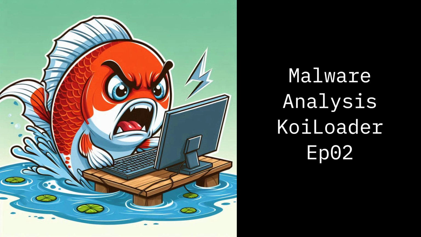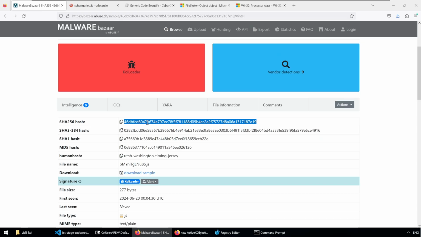This is part number 2 of the KoiLoader sample. In the previous video we downloaded the sample from Malware Bazaar and had a look at the first stage, and what we're doing with this is looking at the second stage in detail. We're going to then have a quick look at the next stage, and in the next video we'll be looking at stages 3 and 4, I believe. Well, it loads 2 scripts at the same time, and I'll look at those in parallel.